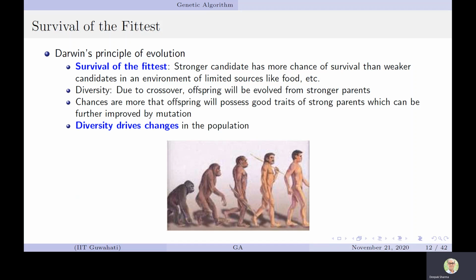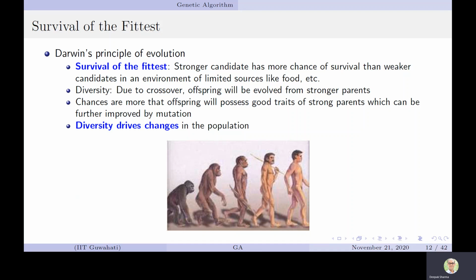Now, from what we have understood, when we are going to perform the crossover operator, for example in survival of the fittest, we will be selecting good candidates. On these good candidates, when we perform crossover, we are incorporating diversity, because the offspring will be evolved from the stronger parent. Why stronger? Because these parents have survived the survival of the fittest. Then the chances are more that the offspring will possess good traits of strong parents, which can be further improved by mutation. This is our discussion.